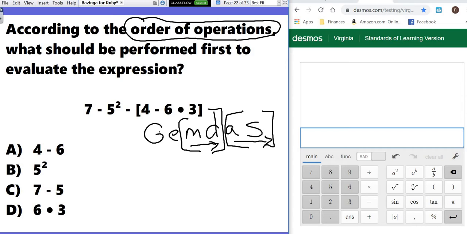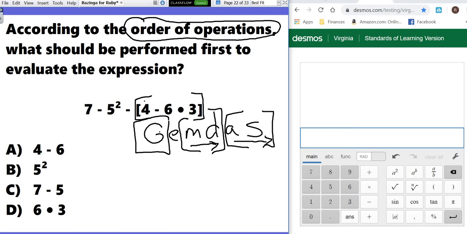So let's look at this. We've got 7 minus 5 squared minus bracket 4 minus 6 times 3, close bracket. So first thing we want to look at is grouping. The grouping I see is these brackets right here. So when it says what should be performed first to evaluate the expression, you're going to look inside those brackets.